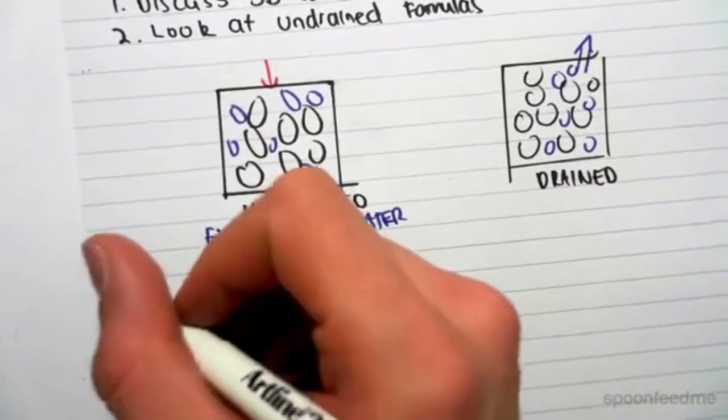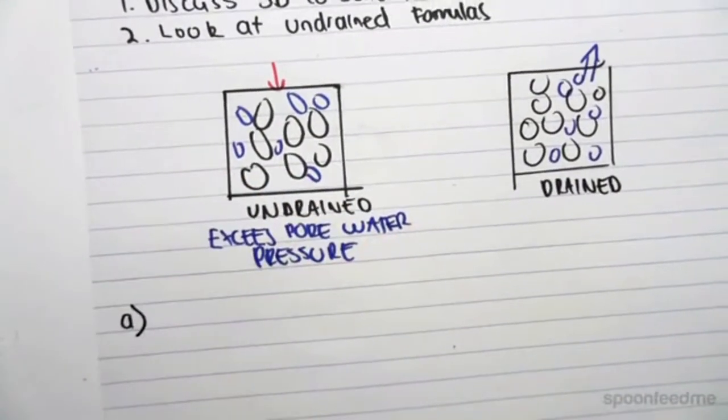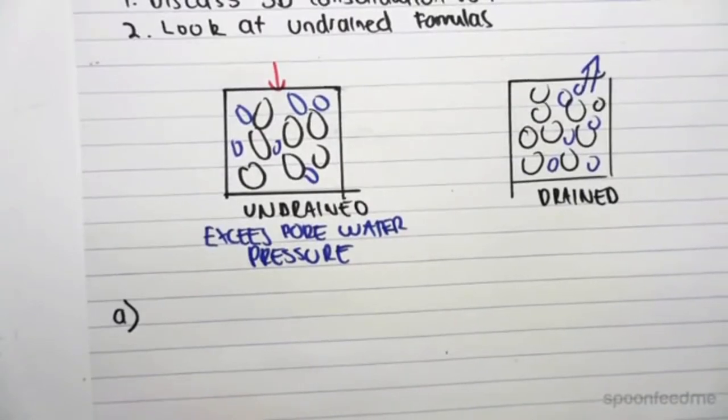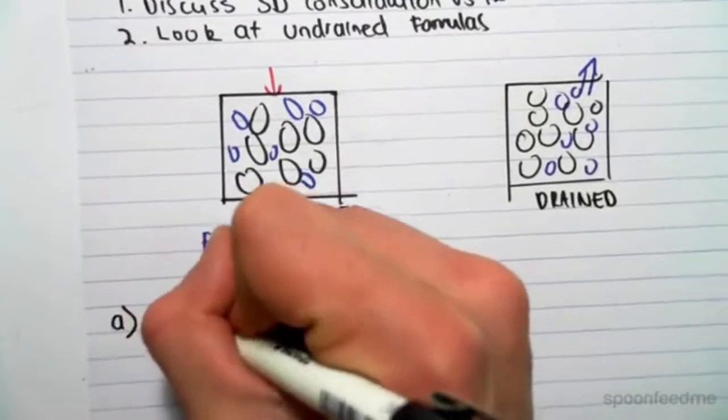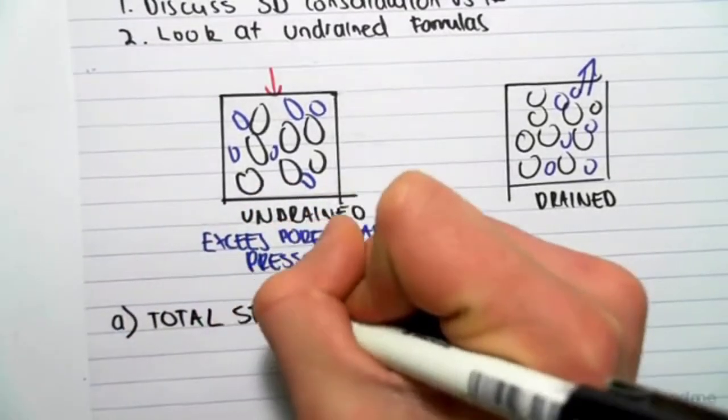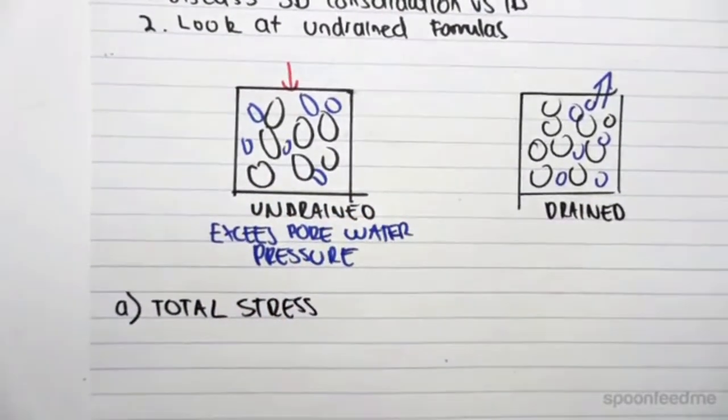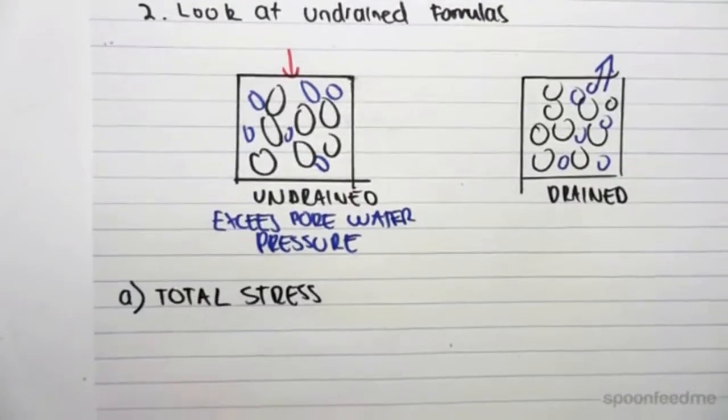So we can use formulas in 2 ways. There's 2 methods of finding the strain for undrained samples. We can either do it through the total stress method or through the effective stress method. Both methods will give you the same answer.